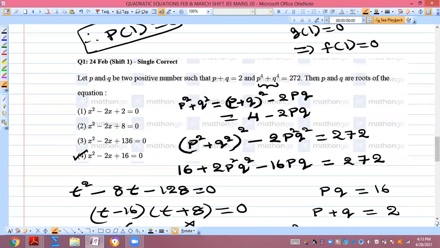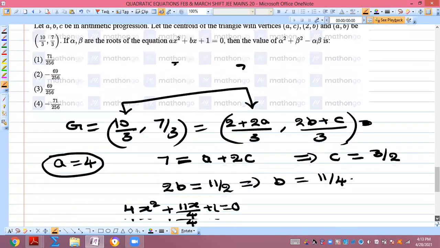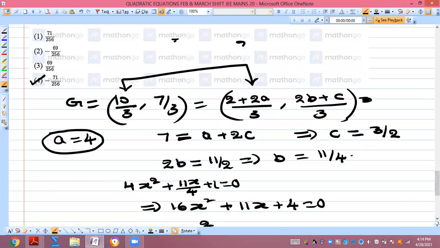So this way we can solve. It is a bit of calculation, but the problem is easy only.